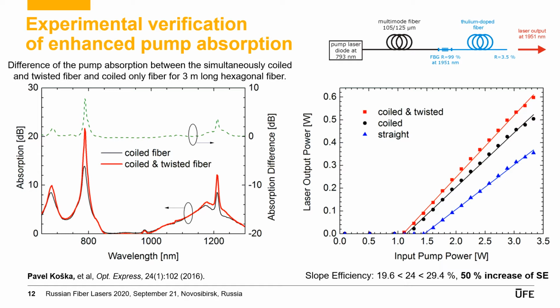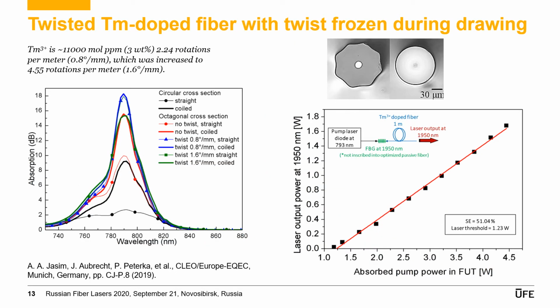We got this laser curve. And in fact, we got a 50% increase of slope efficiency when we compare the slope efficiency of the straight fiber and the coiled and twisted fiber. It's not very practical to twist fiber that is already drawn. So to twist coiled fiber is not very practical. A better way is to twist the fiber during the drawing. If the preform is rotated during drawing, the twist becomes frozen in the final product.